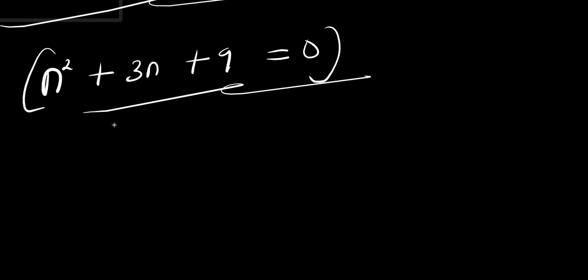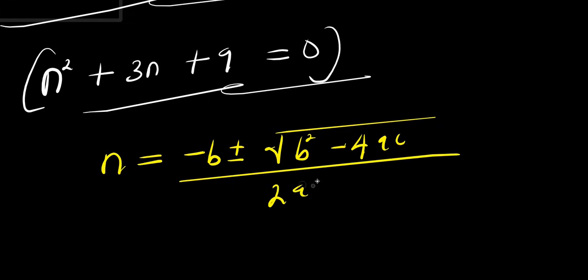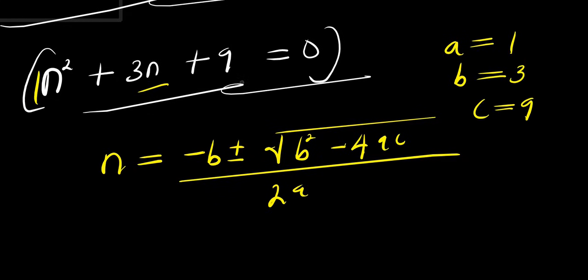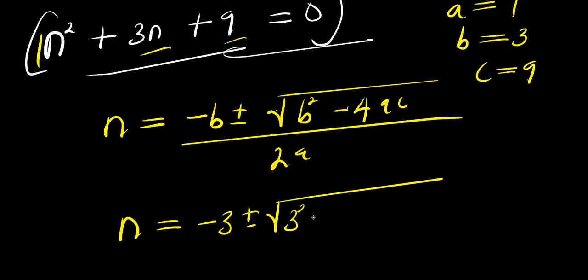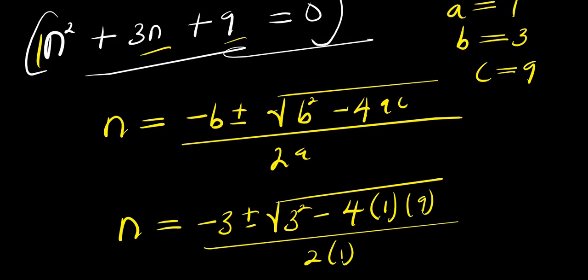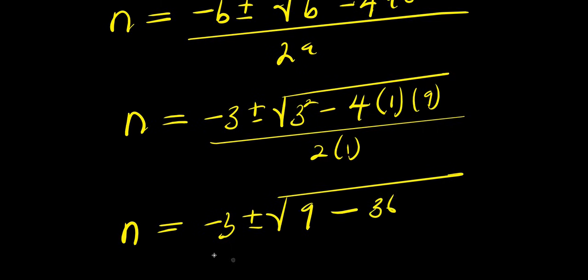We solve it using the formula method. n equals negative b plus or minus square root of b squared minus 4ac, divided by 2a. Our a is the coefficient of n squared, that is 1. b is the coefficient of n, that is 3. And c is the constant, that is 9. So from here, n equals negative 3 plus or minus square root of 3 power 2 minus 4 times 1 times 9, divided by 2 times 1. So from here, I have n equals negative 3 plus or minus square root of 9 minus 36, divided by 2.